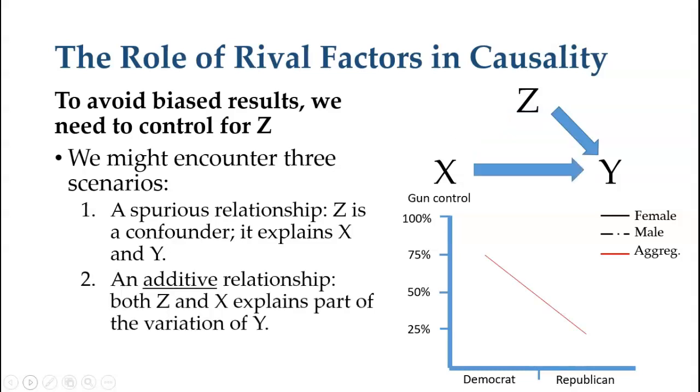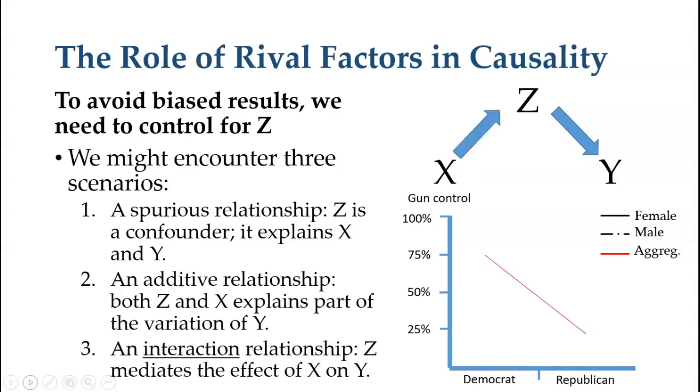Okay, there is a second scenario. The second scenario is that both X and C explain part of the variation of Y. This is called the additive relationship. Additive because you sum some of the effect of X and some of the effect of C on Y. And what happens here is that even if it is true that gender has an effect on Y, on gun control, the partisanship of the people in the United States can also affect their support for this kind of policy. And Democrats in general tend to be more supportive of gun control than Republicans, regardless of whether they are women or men. This is important.